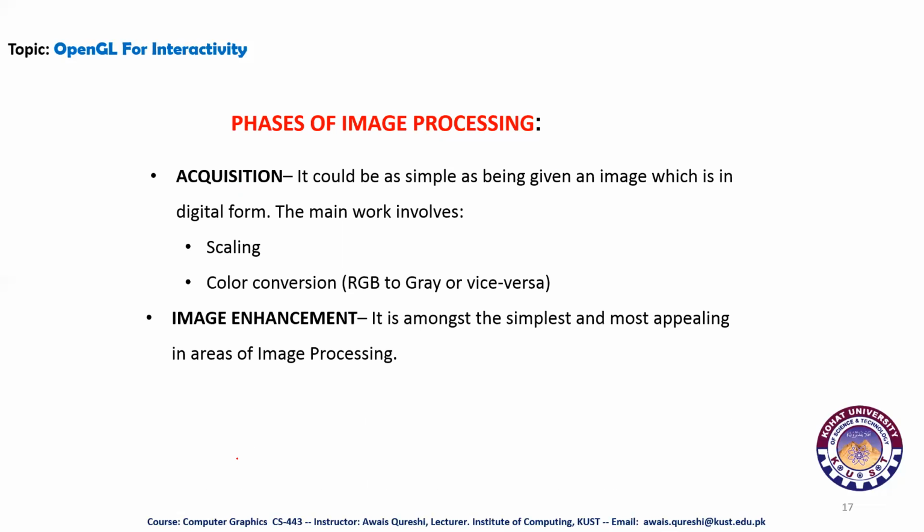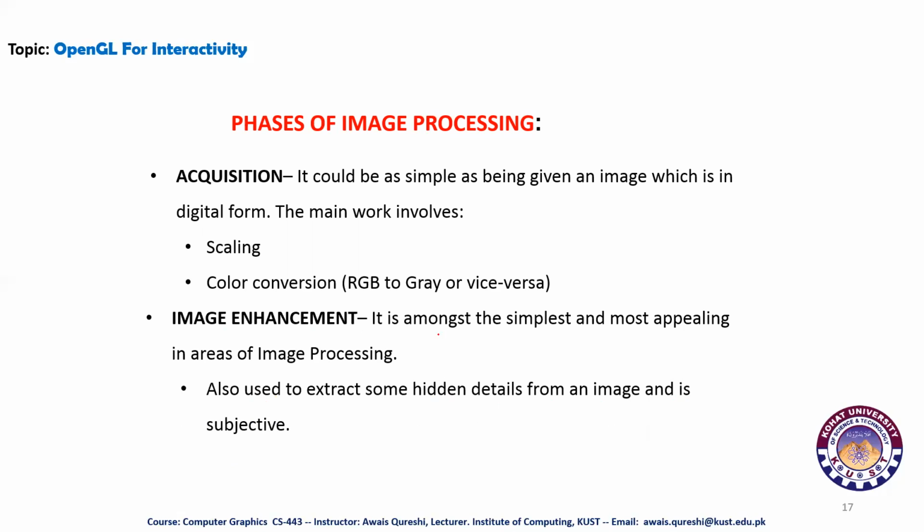So the second phase of image processing is called image enhancement. As I said before, image enhancement is among the simplest and most appealing areas of image processing. In this step, we enhance images by using some algorithms. It is also used to extract hidden details from an image, and it is subjective. So in this image enhancement phase, we not only enhance the image, but we also extract hidden details from an image, and it is subjective.